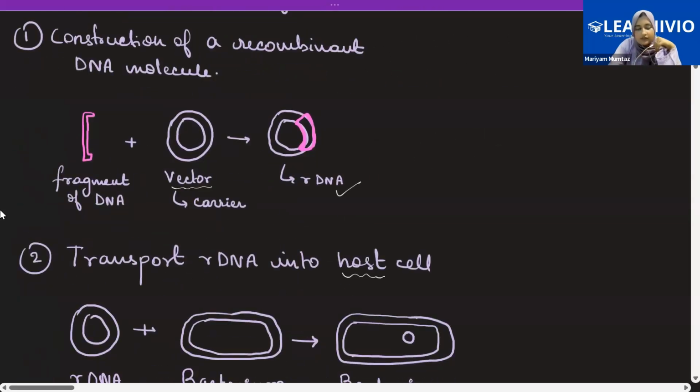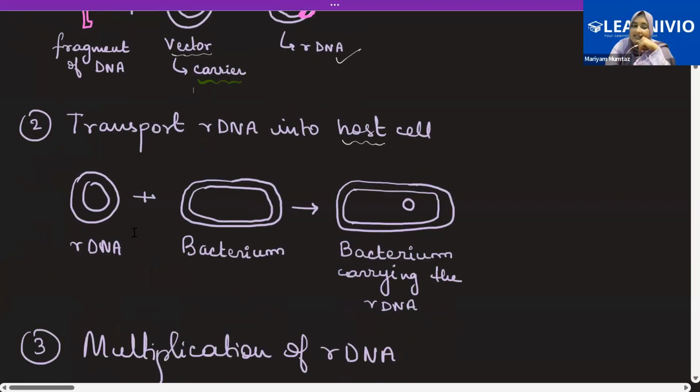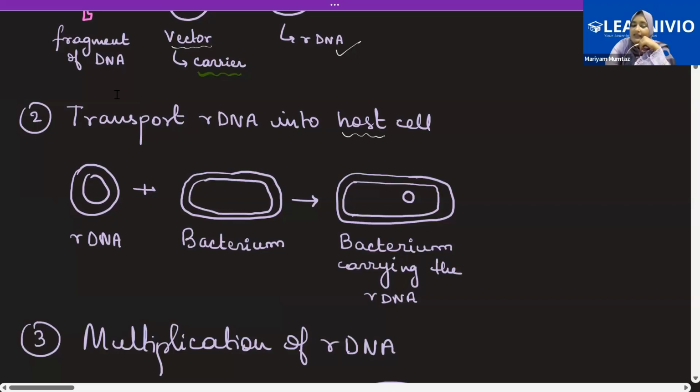First of all, here in this picture, you can see the DNA, which is the choice of your DNA. The gene of interest you've taken, you've cut it, and now you're ligating it, meaning joining it to a vector, which is basically a carrier. Then the end result is the recombinant DNA.